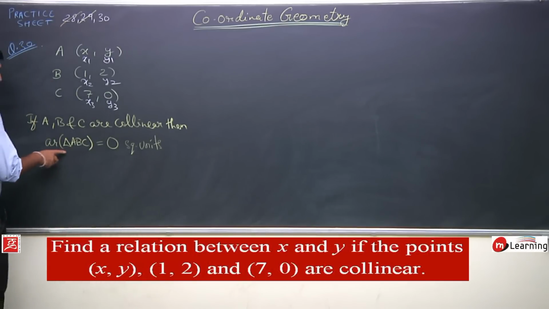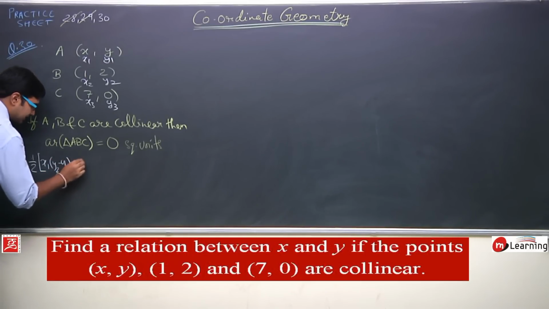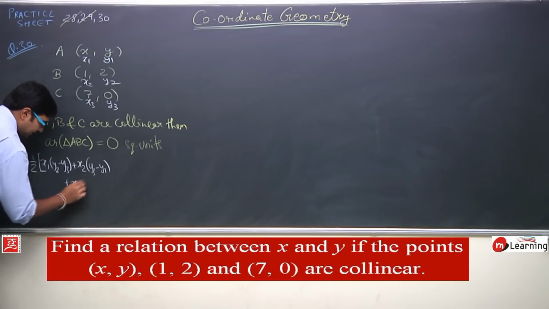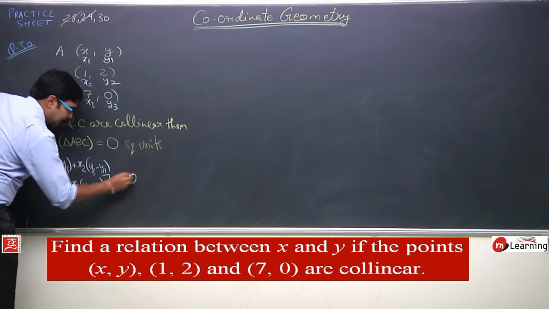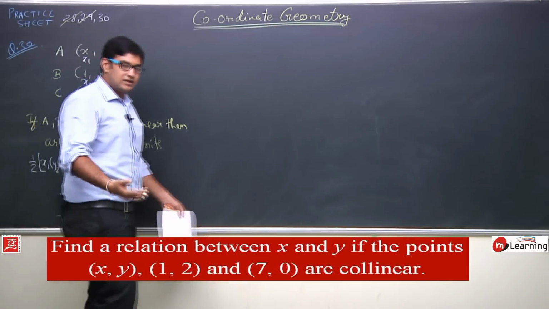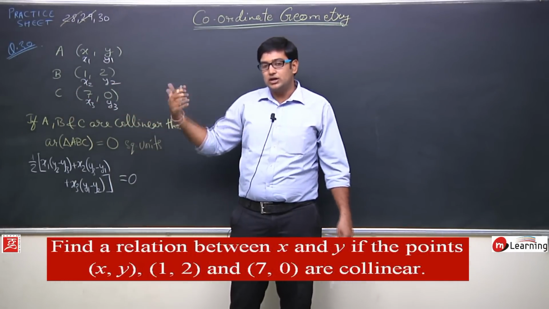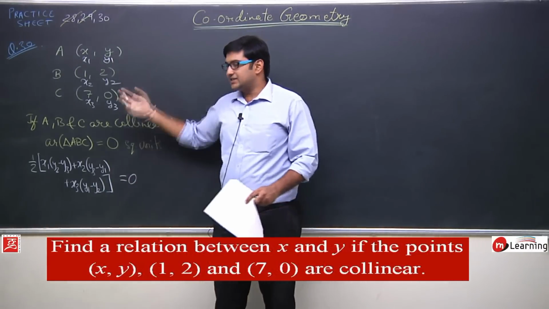So what I can write in place of ABC, I can write half of area of triangle as half of the bracket x1 (y2 minus y3) plus x2 (y3 minus y1) plus x3 (y1 minus y2), bracket close. This area is equal to 0. Why? Because I have assumed that these 3 points are collinear, or I can say that it is given in the question that you need to assume that these 3 points are collinear. So we need to determine the relation between x and y.